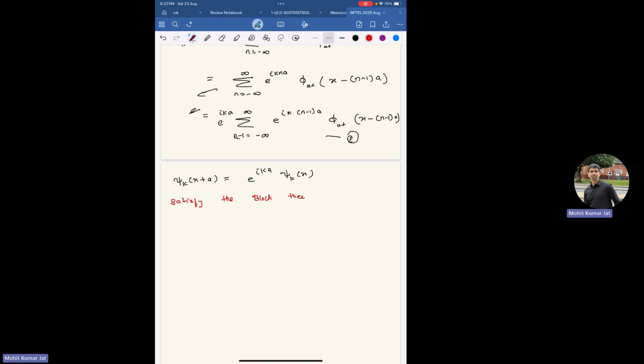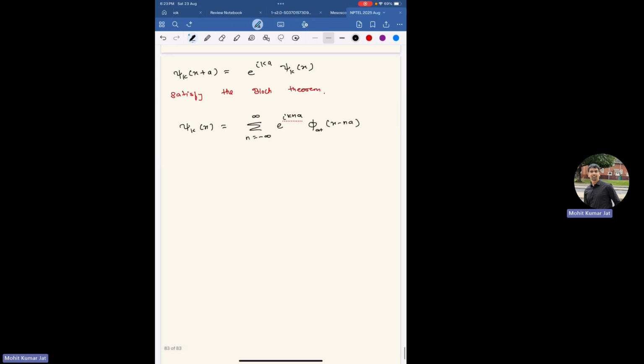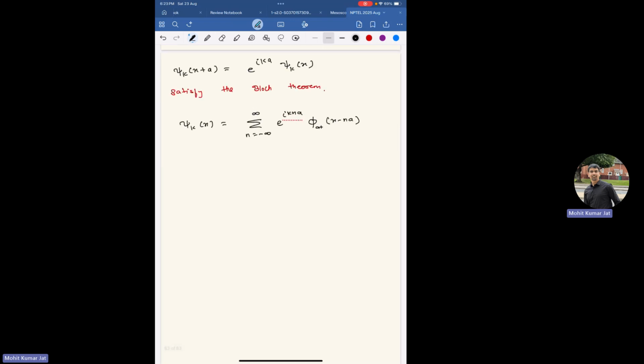So our first criterion is met. Whatever trial function we are talking about, that e to the power i k n a and phi atomic x minus n a, satisfies the Bloch theorem. Now, having said that, we will use this wave function psi k x in the tight binding model. And how will we use it? We have this psi k x, going from n equals minus infinity to infinity, e to the power i k n a, and phi atomic orbitals x minus n a, right? Now, knowing the wave function and the Hamiltonian of your system, you can estimate the corresponding energy.